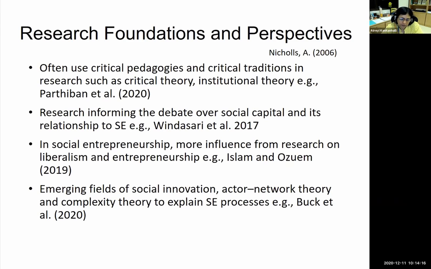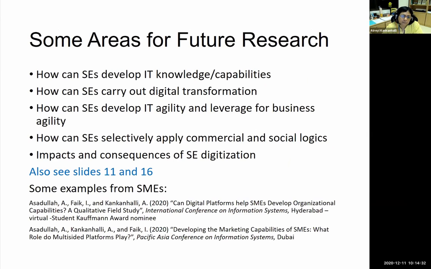And an emerging area is the idea of social innovation. And here we have innovation theories, actor network theory, complexity theory to explain social enterprises. So these are some of the perspectives. So I'll kind of round off now.